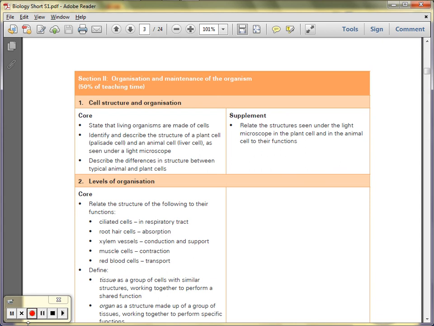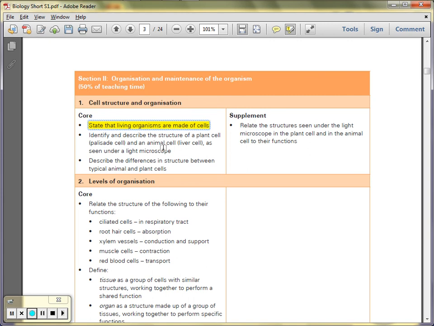State that living organisms are made out of cells. Real quick trick, whenever your syllabus says "state," that's the answer, to be honest. They pretty much just tell you what to do. So the question would say, question 1 on the biology exam, what are living organisms made out of? And your answer would be, living organisms are made of cells.